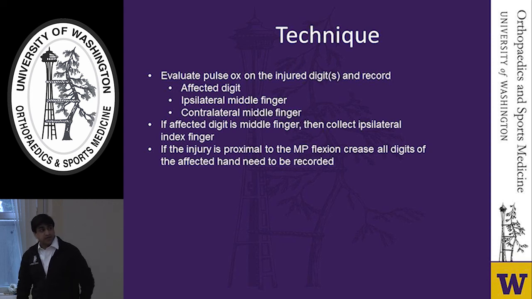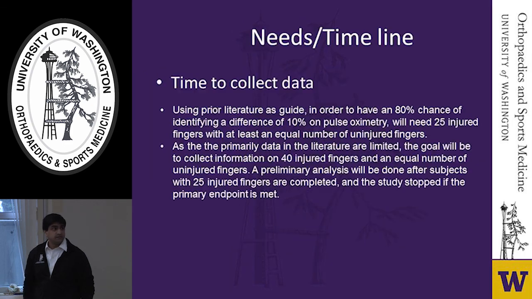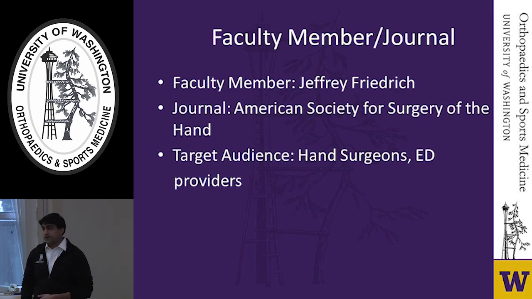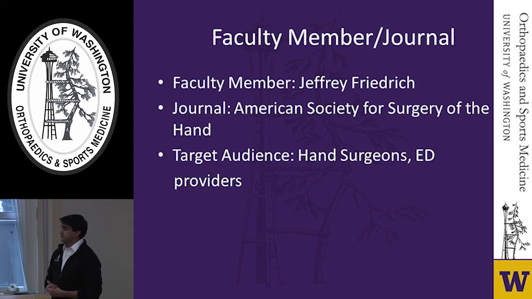Really, it's just the time to collect the data. We need about 40 fingers to get a statistically powerful result, and it's taking time to get the injuries. It's busy in the ED. We can't always get the measurements. Stuff moves quickly, so it's just the time to get all the patients. The faculty member is Dr. Friedrich. We're also working with Dr. Iorio Kenny on the project. In the American Society for Surgery of the Hand or even some of the ED literature, if you have just volar injuries, there is preservation from dorsal circulation on a non-thumb digit.